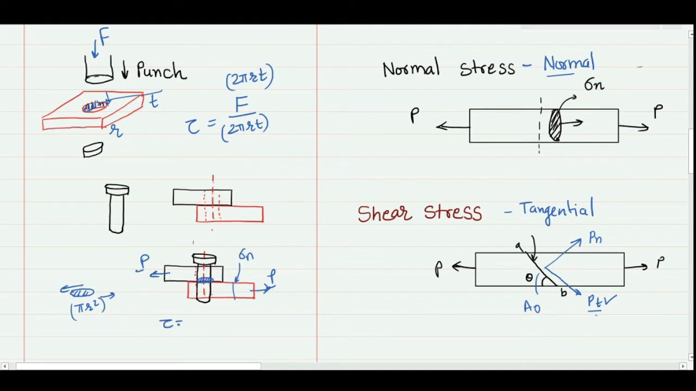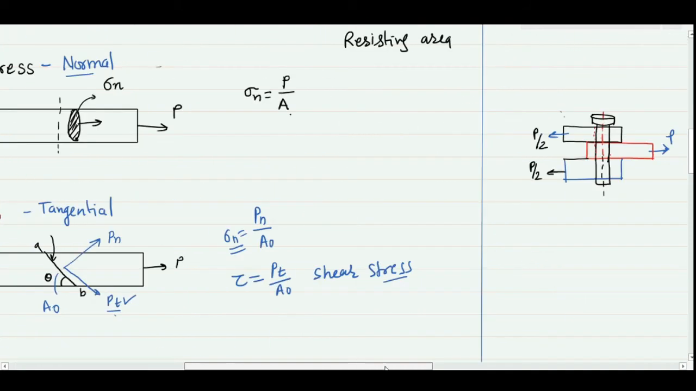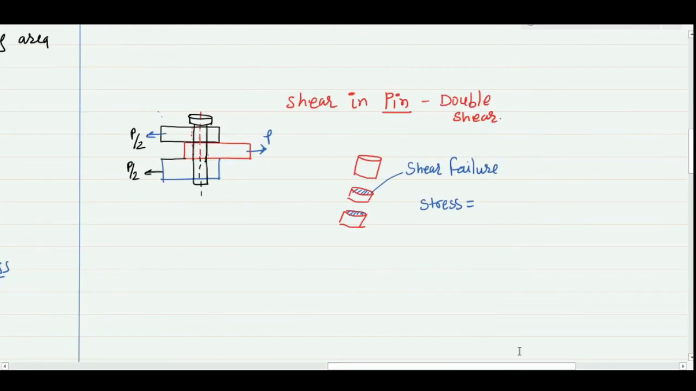So the stress generated because of this kind of forcing will be shear stress, and its magnitude will be what? The loading divided by the area. So here the pin is under shear stress. Similarly, instead of having two plates, if I have three plates, which is also going to generate shear stress, that is defined by the double shear.